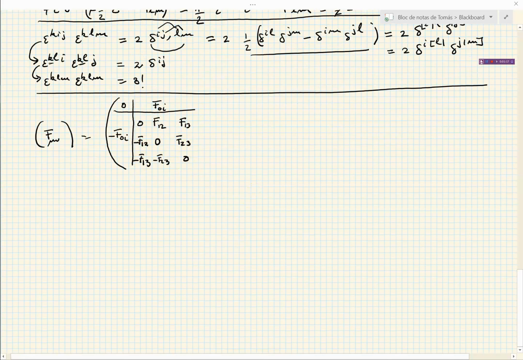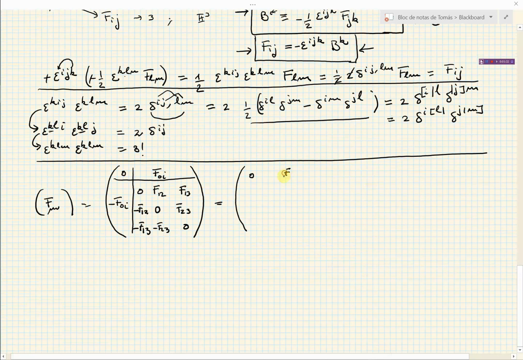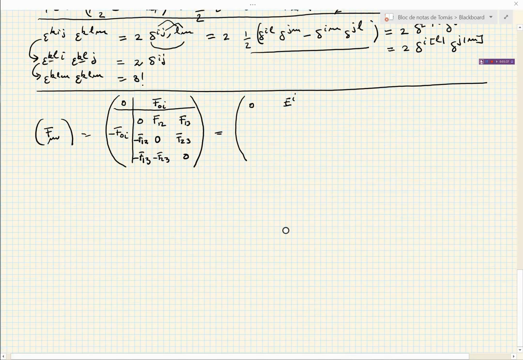So this is what this matrix looks like, and then this means that we have 0, and F0i is Ei, so here we have Ei, here minus Ei, zero. Now F12, according to this formula here, is minus epsilon 12, and then it has to be 3, so it is B3, so it's minus B3.